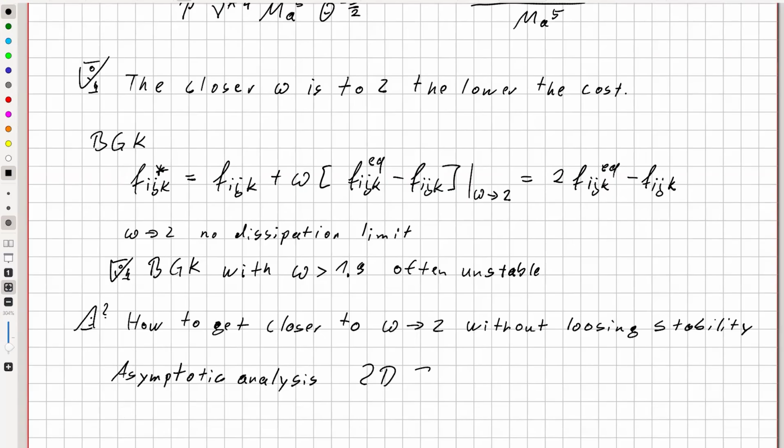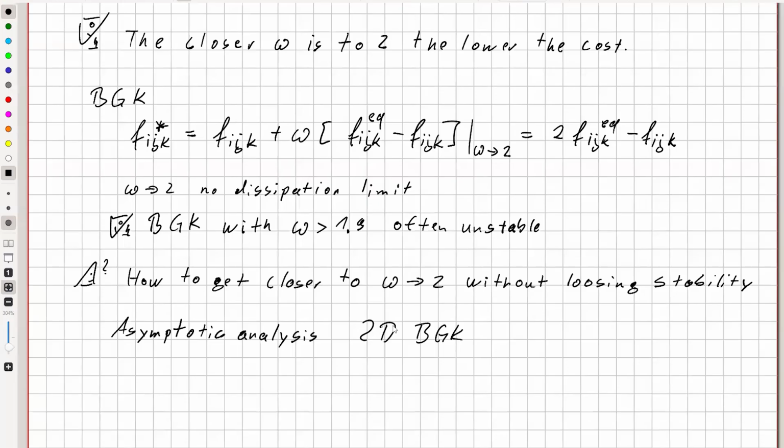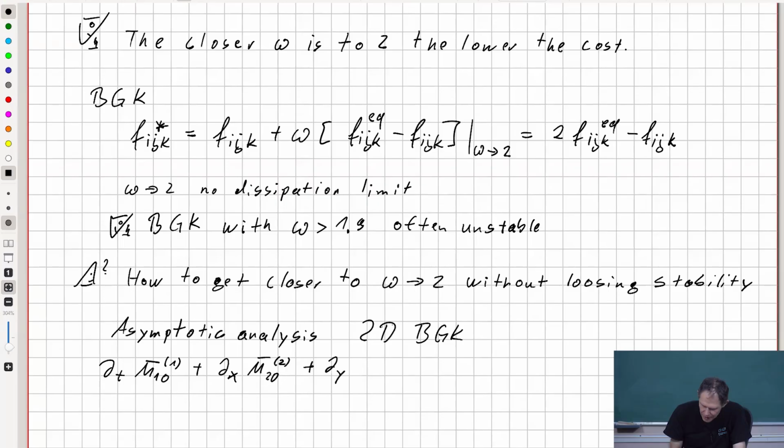With our 2D BGK, lattice BGK, we had dt m10 to the first order plus dx m20 to the second order plus dy m11 to the second order minus omega 10, so this was the forcing term to the 0, is equal to 0.